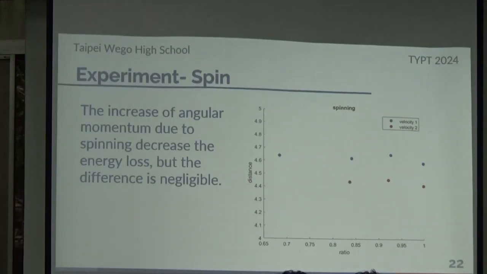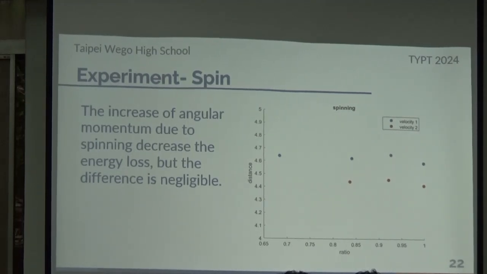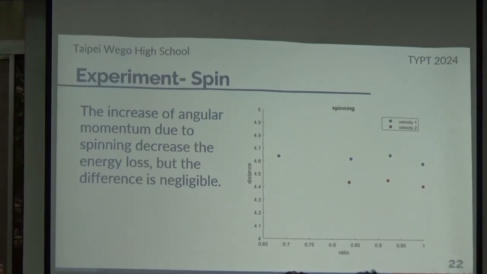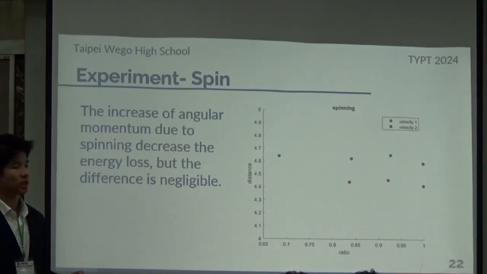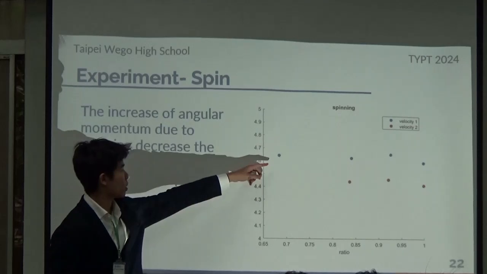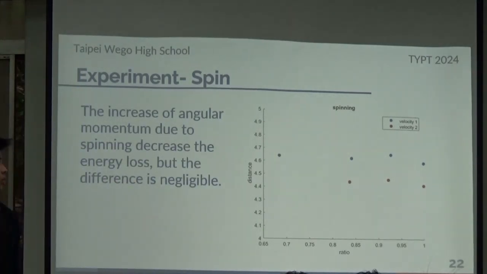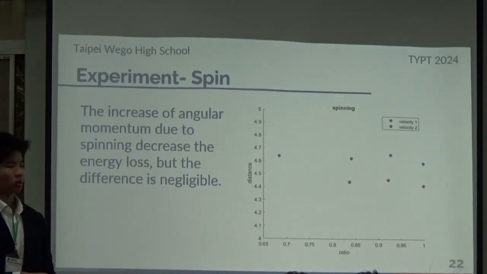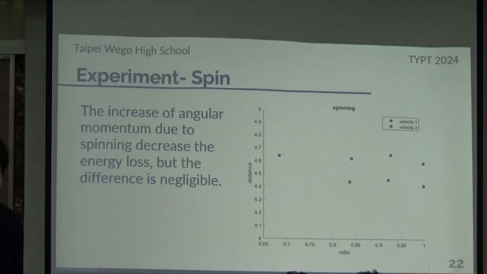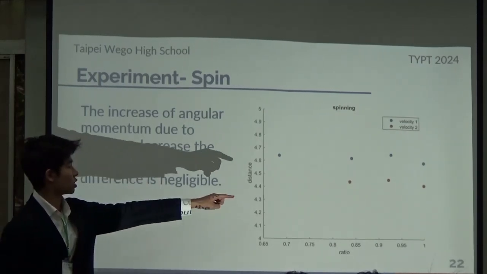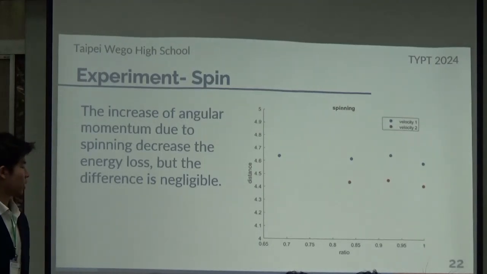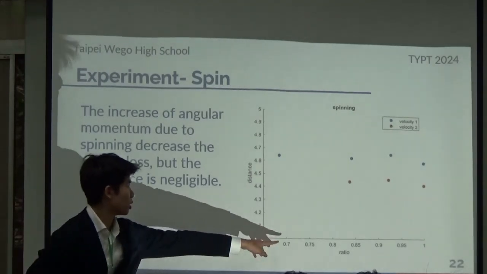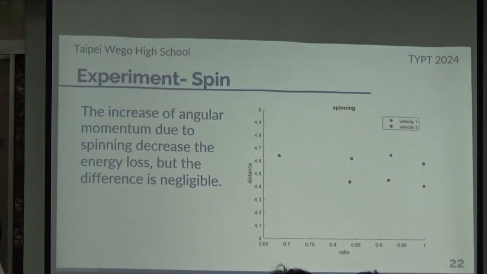And about the spin, the increase of angular momentum due to spinning decreases the energy loss, but the difference is negligible. As you can see in this figure, the blue dots are the first velocity, and the red dots are another velocity, and the ratio did not change the distance, as you can see in the figure.